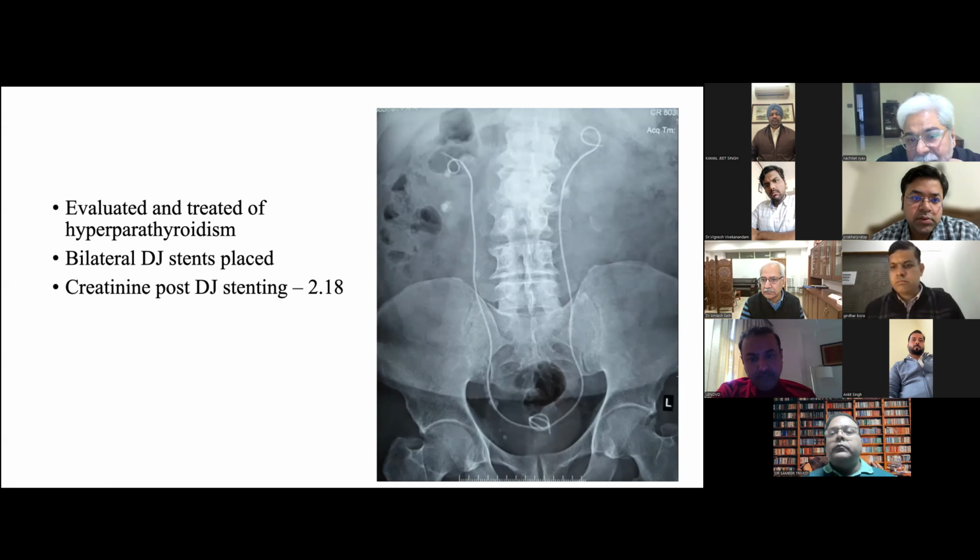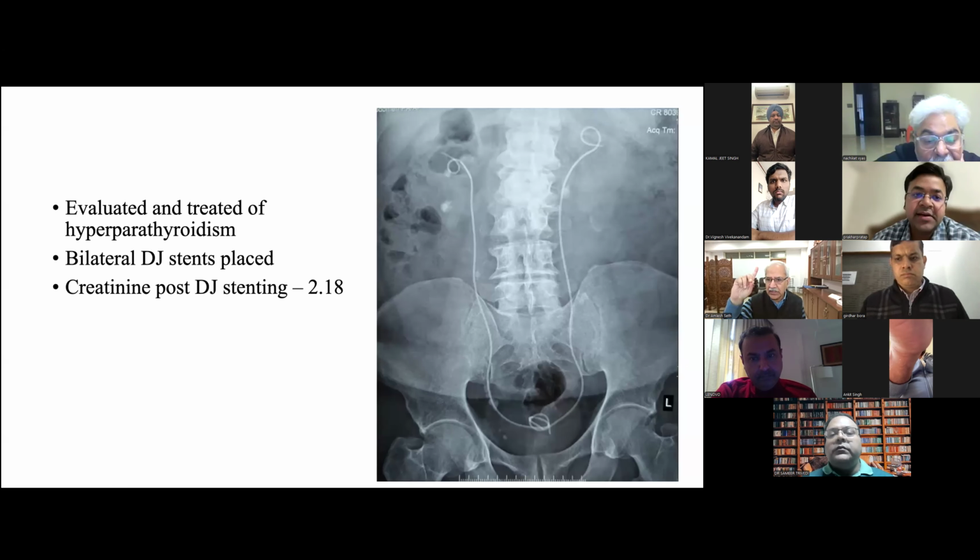But yes, PCNL can be done. A creatinine of 2.18 with aspirin and clopidogrel is not a big issue. A mini PCNL can be done, but this is very individualized. Sir, having bilateral stents placed and getting an EC scan done after that.